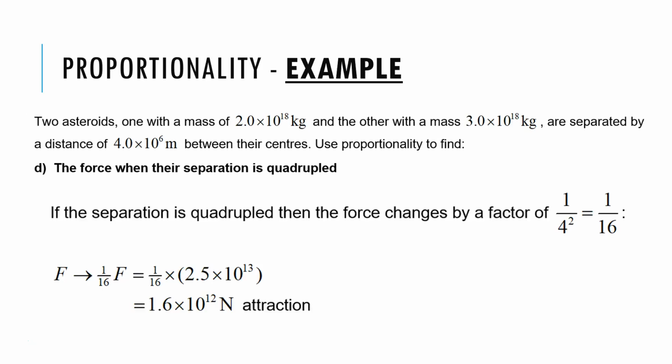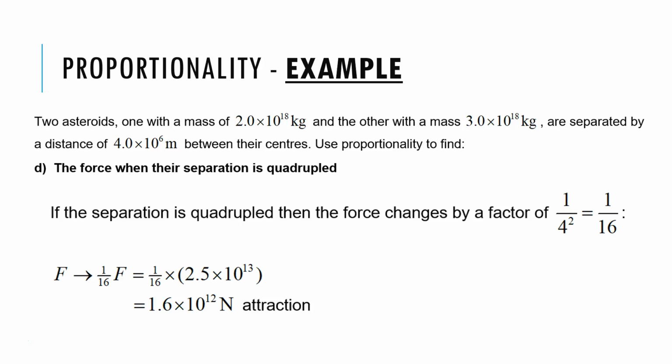And then part D, suppose we took that original answer of 2.5 times 10 to the 13 newtons and quadrupled the separation, made it 4 times larger. Well, if we do that, the reduction in force will be 1 over 4 squared, or 1/16 of its original value. So it's just a matter of taking the original value, 2.5 times 10 to the power of 13, and dividing it by 16. When we do that, we get a new attractive force of 1.6 times 10 to the 12 newtons.